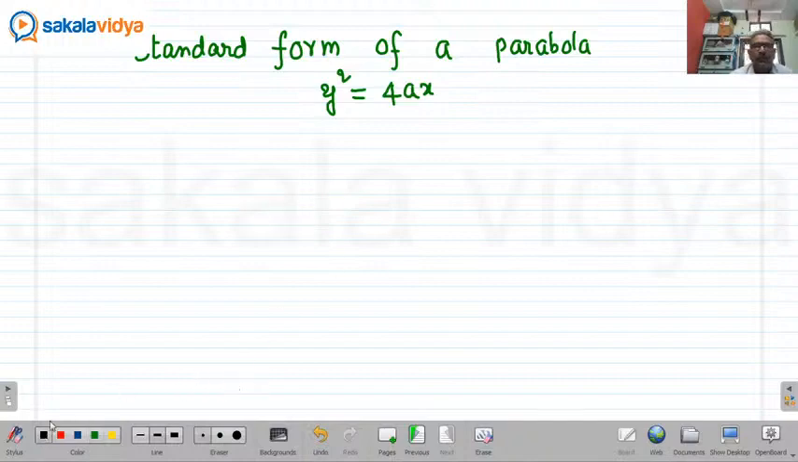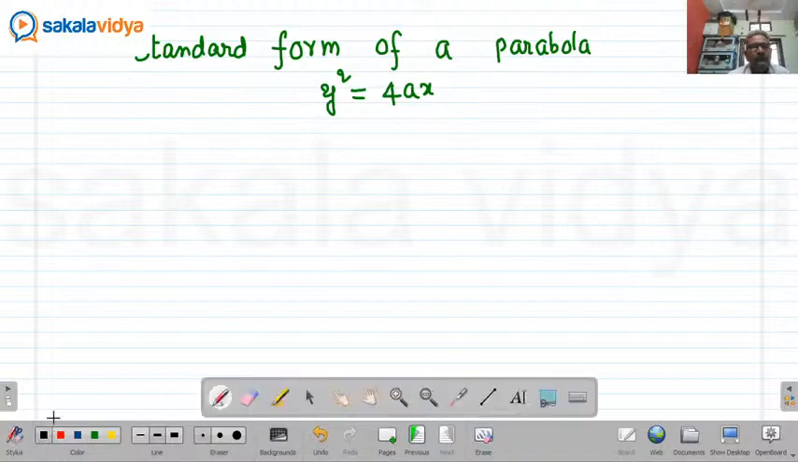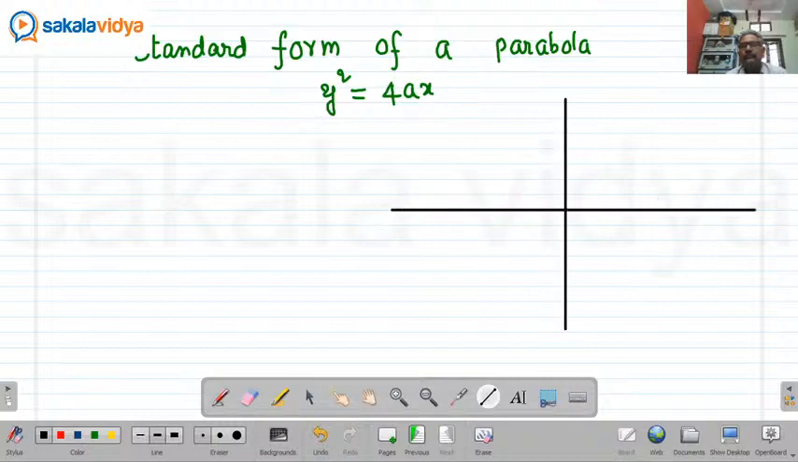Now let us come to the graph, we need to draw the graph now. X dash, please be patient, you need to understand the concepts. If you understand the concept, the rest of the problems we can easily do. All of you need to concentrate. The y square equals 4ax graph will be like this.